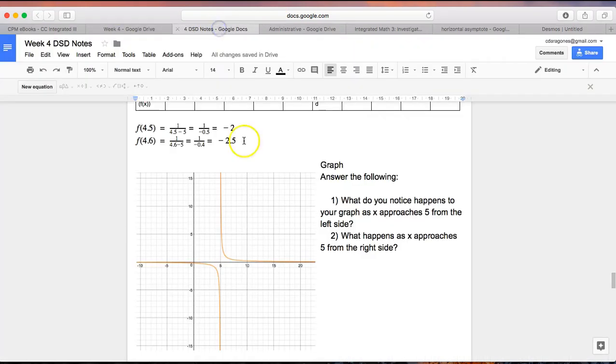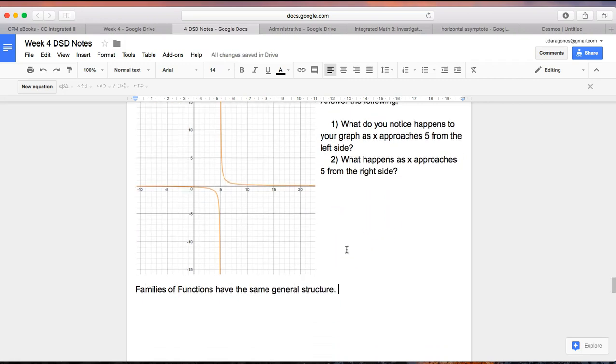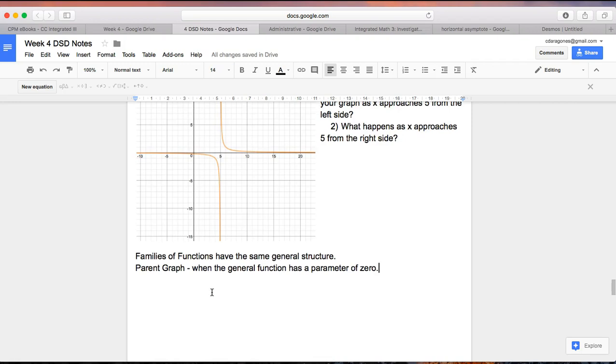So a family of functions, if we can write it under our graph here, functions have the same general structure, okay? When your function has a parameter of 0, so I'll talk about what a parameter is in a second, that's called your parent graph, okay? So, pause the video here, write these two notes down first, and then we'll talk about what a parameter is and what a parent graph means, okay?